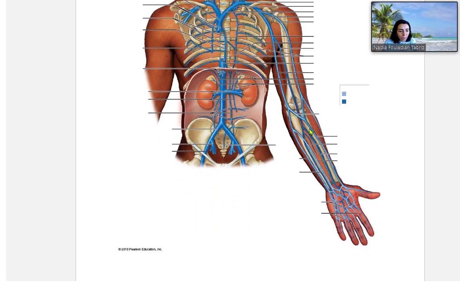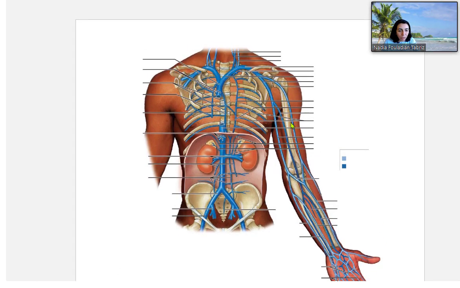You see that the deep veins have been shown in darker blue, right? And the superficial ones have been shown in the lighter blue, right? So pay attention to how these finally join each other and make the subclavian vein.